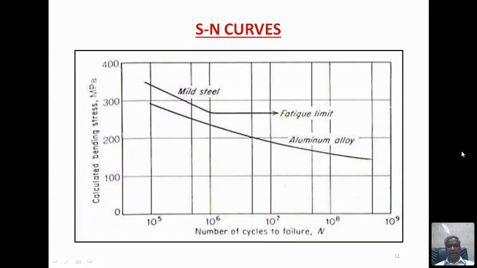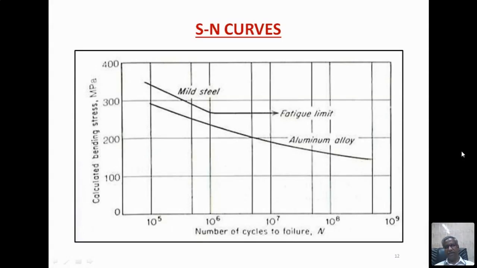So this is a graph. Maybe the quality of the graph is not so good because I have taken it from the book. There are two SN curves here for two different materials. The top one is for mild steel, ordinary structural steel, and the bottom one is for aluminium alloy. The x-axis is number of cycles to failure. The y-axis is the stress, maybe bending stress or whatever stress is acting on the specimen. And the x-axis is in log scale, not linear scale.